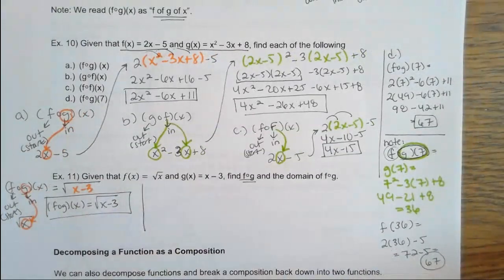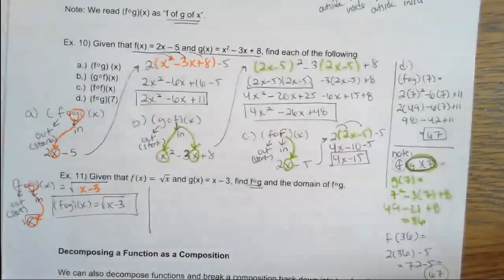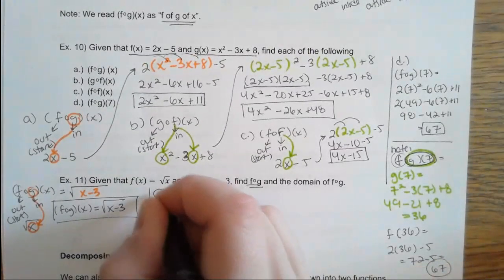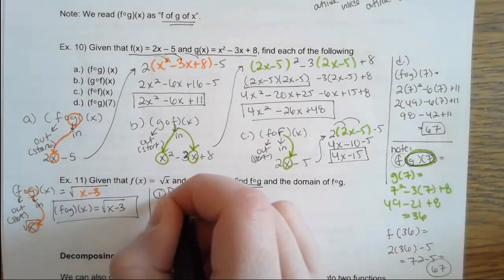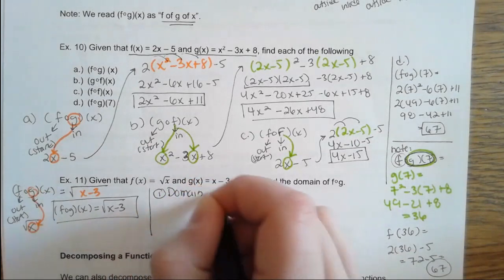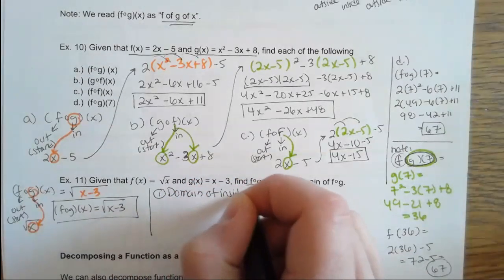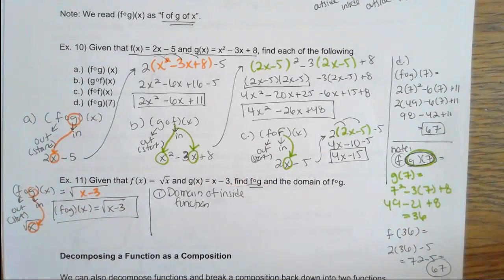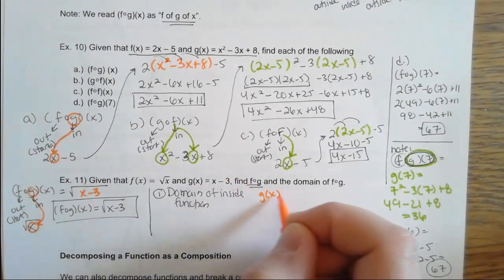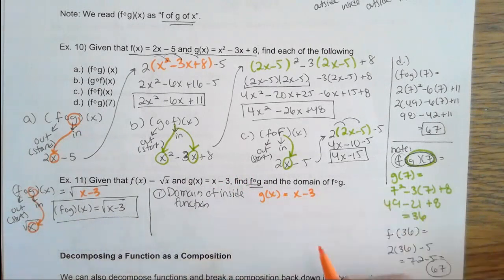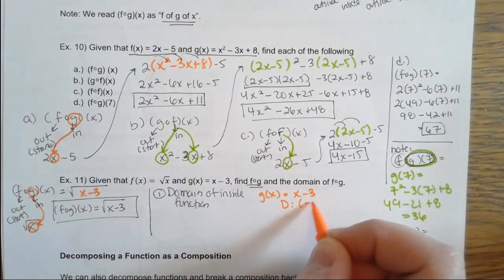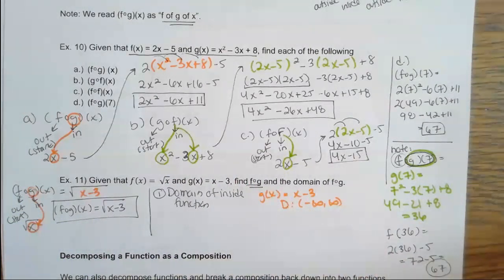Now, how do you find the domain? And there's different ways to do this. So you may read it differently elsewhere, but this is my favorite way to do it: first find the domain of the inside function. So in this example, our inside function is g of x, which is x minus 3. There are no domain issues there, right? There's no division by 0, there's no roots, so there's no issue. Domain is all real numbers.